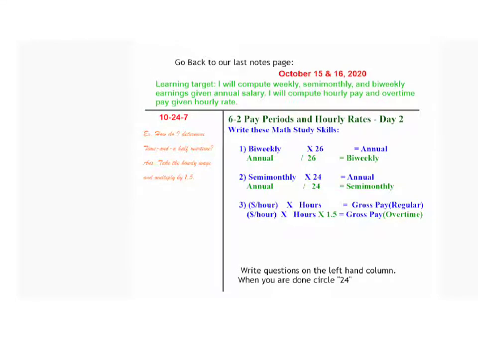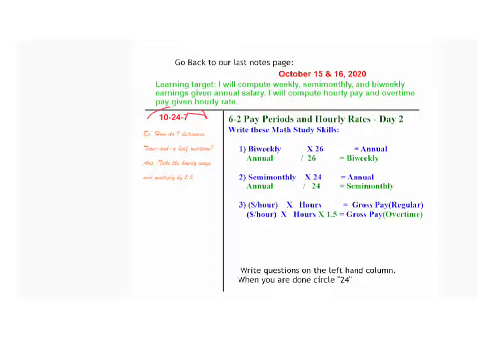Let's go back to our last notes page. That would have been Thursday and Friday of last week, October 15th and 16th, and day 2 of 6-2, pay periods and hourly rates. Please write a question down in the left-hand column. You are welcome to use the question I put down here as an example. How do I determine time and a half overtime? And the answer is take the hourly wage and multiply by 1.5.